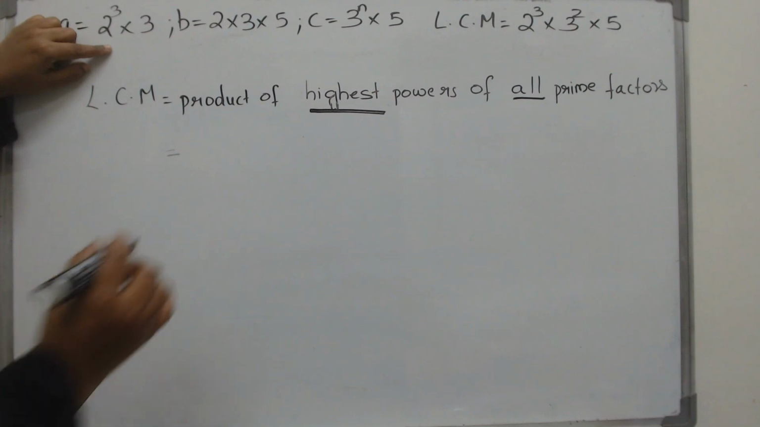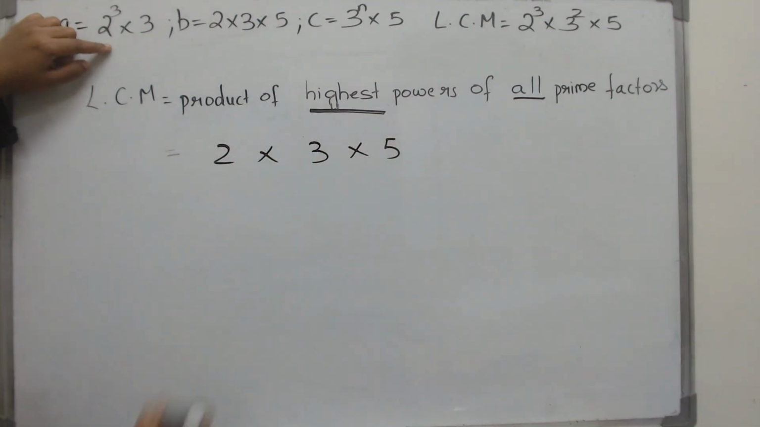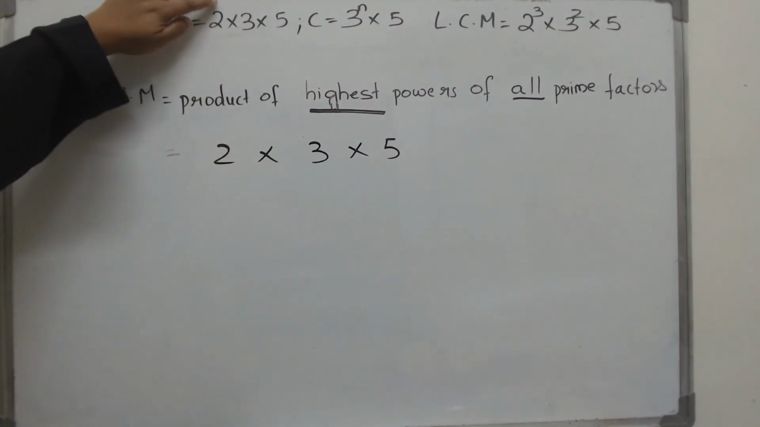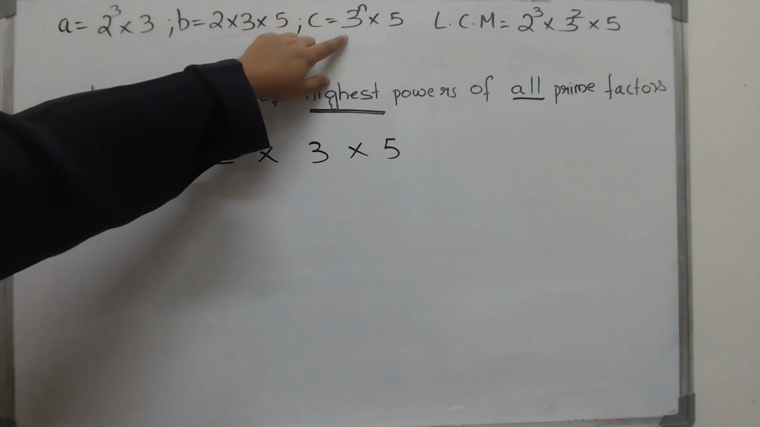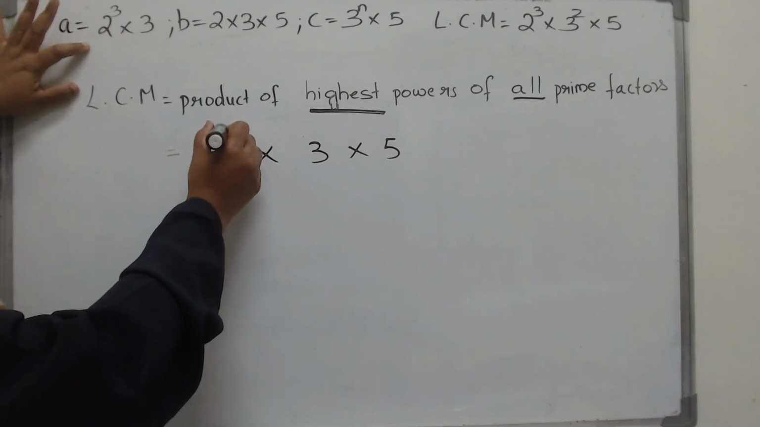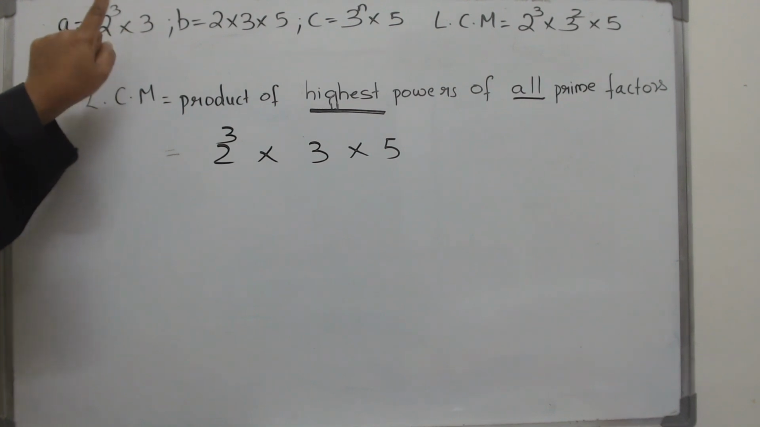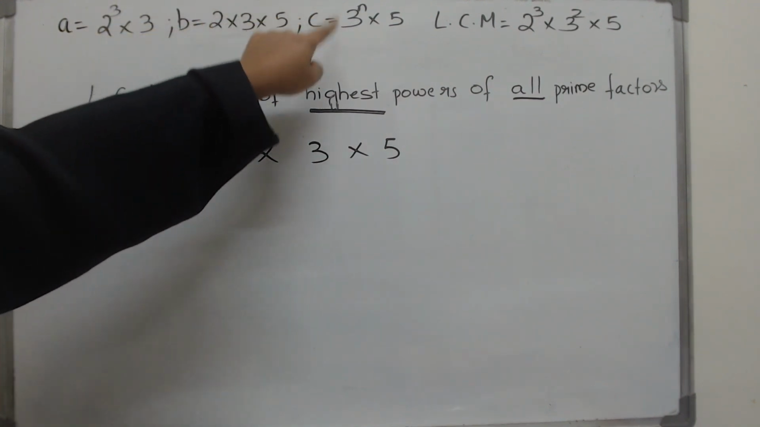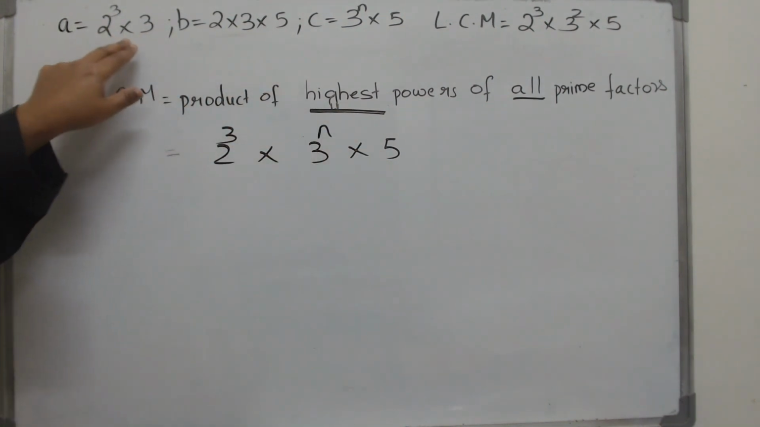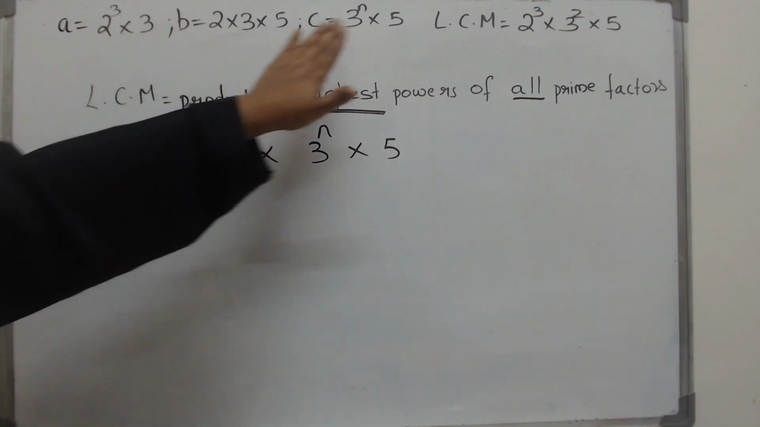How many prime factors do you see? There is a 2, there is a 3 and there is a 5. What is the highest power of 2? It is a 3 here, a 1 here, and here it is 0, because you do not see any 2 here, right? So the highest power will be what? It will be 3. What about 3? What is the highest power here? 1 and N. I will put N here. What about 5? It is 0 here. There is no 5 here, no? So its power is 0. 0 here, 1 here, 1 here.